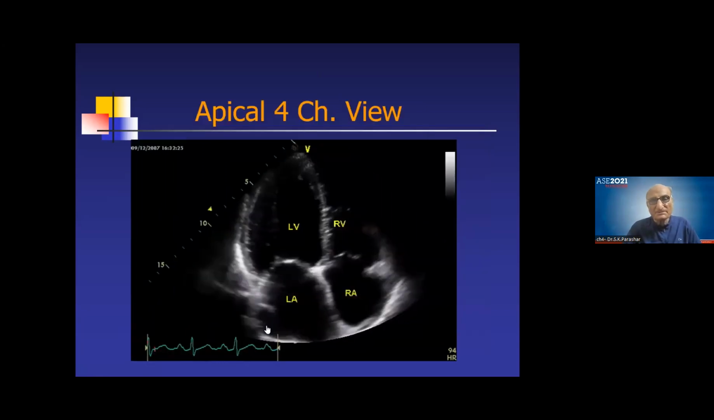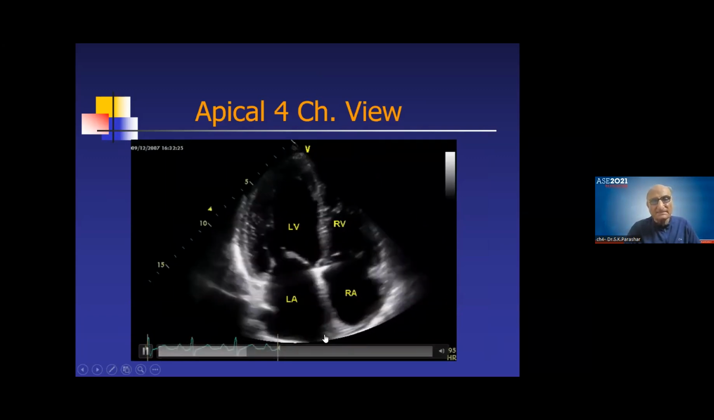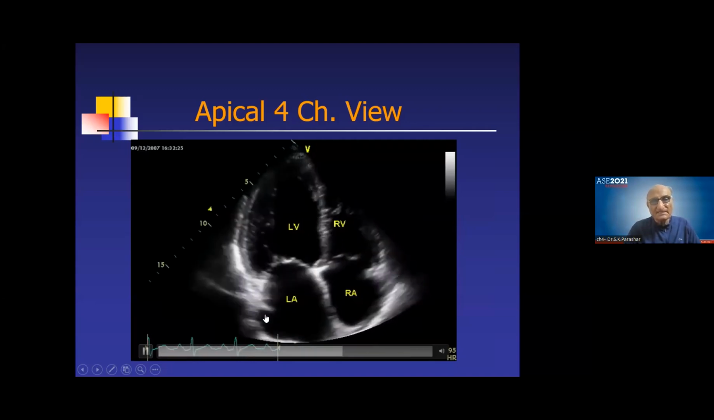Let me show you here. Now this is a normal case. RV and RA are normal, and you see there is nothing behind the LA. Pulmonary veins are draining into the LA. This is one pulmonary vein, this is the second pulmonary vein. They are draining into the LA, and there is no chamber behind it.